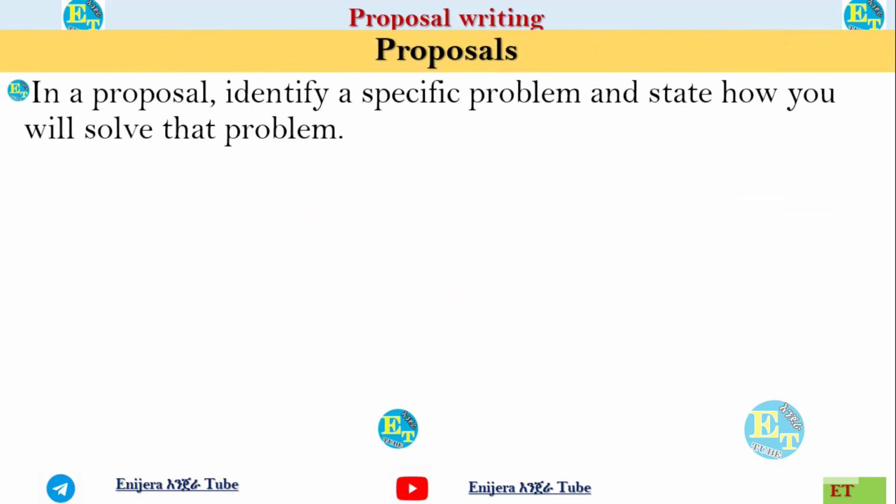Proposals. In a proposal, identify a specific problem and state how you will solve that problem. This is the way how we are going to identify a specific problem and how we can state the method of solving that problem. This is the direction of our research work.